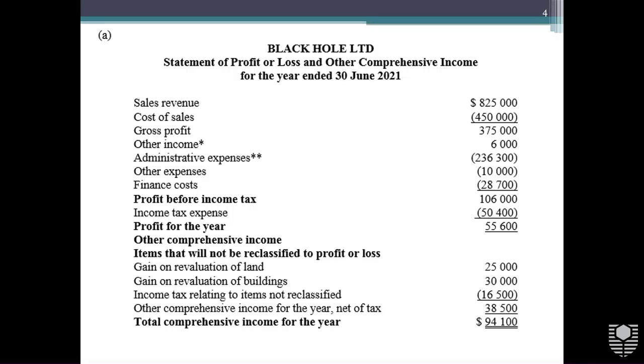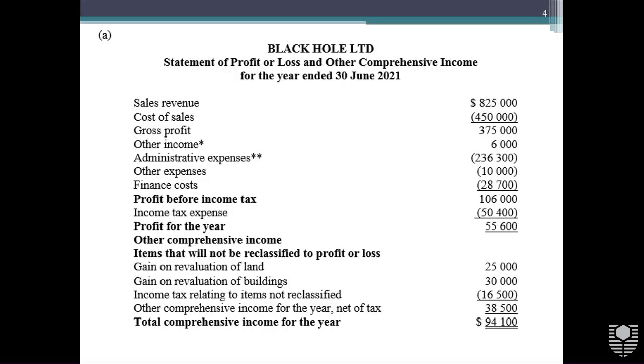All right, next one, your other comprehensive income. So remember we just worked out our gain on the revaluation of land and buildings. So land had a previous valuation of 195. Currently it's sitting in our books at 220, so there's a variance there of 25,000. The buildings had a current valuation of 350. They're now in our books at 380. There's a 30,000 variation there.